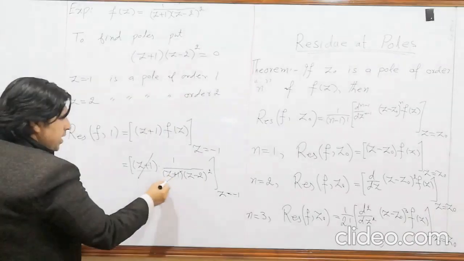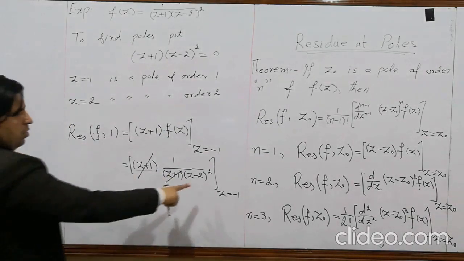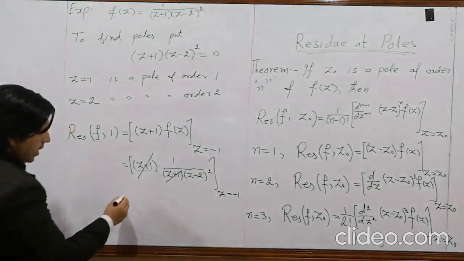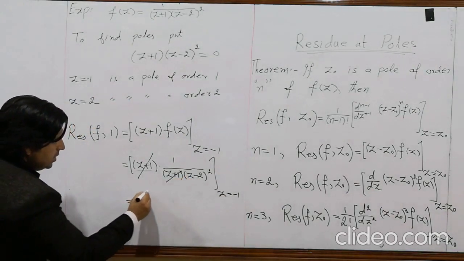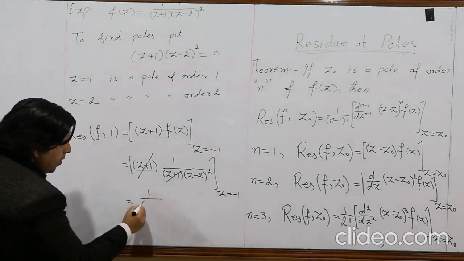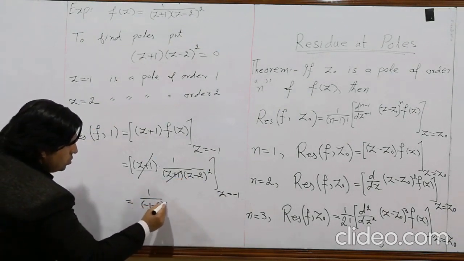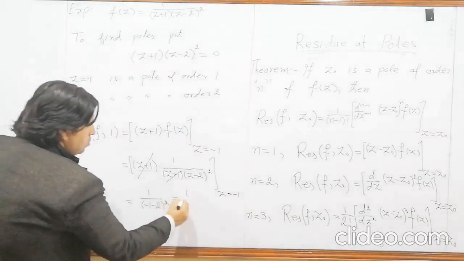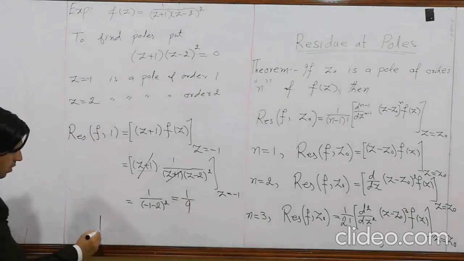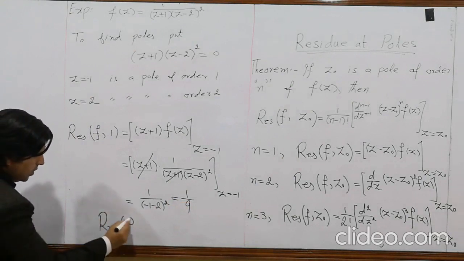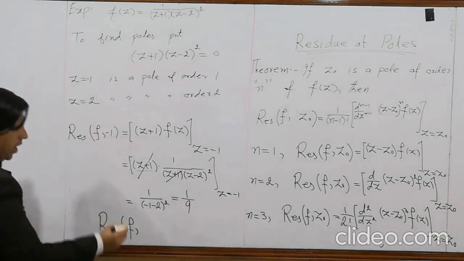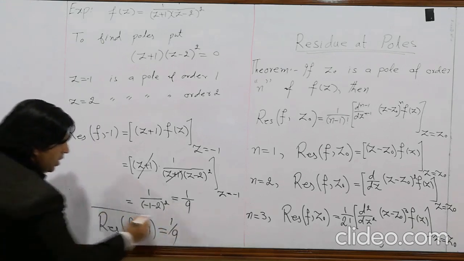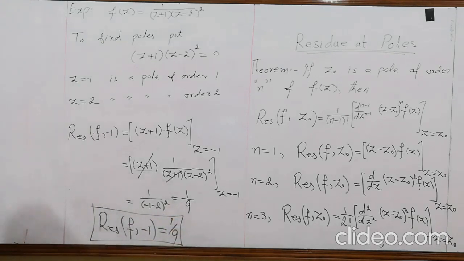Now this term will be cancelled with this one. And now we have to just put z is equal to minus 1 here, and we get 1 over minus 1 minus 2 whole square, which is equal to 3 square, that is 9. So the residue of the function f at the point minus 1 is equal to 1 over 9. So this is the required answer.